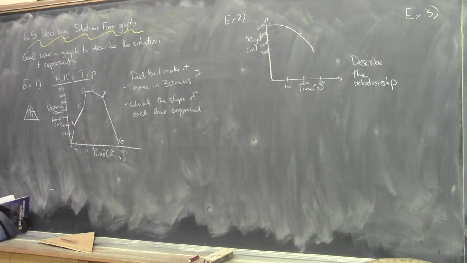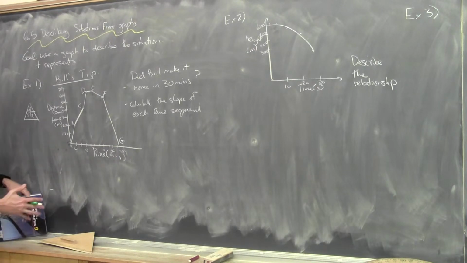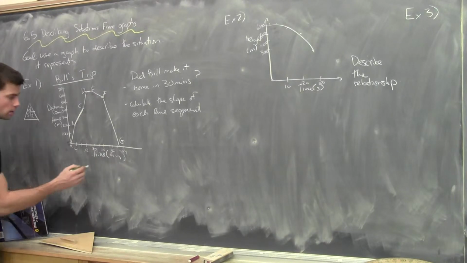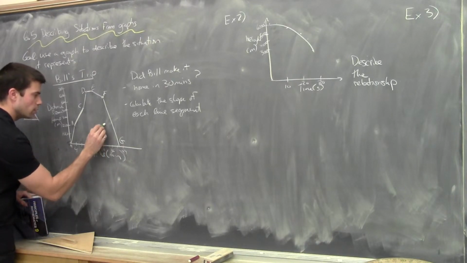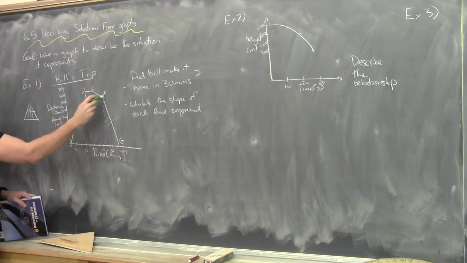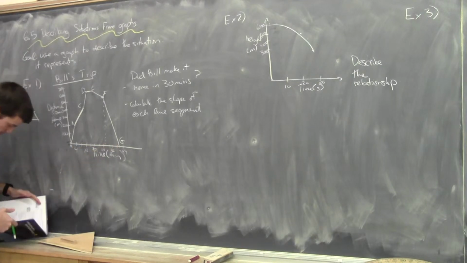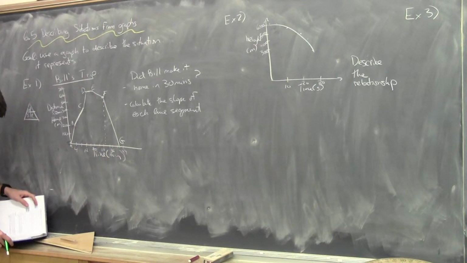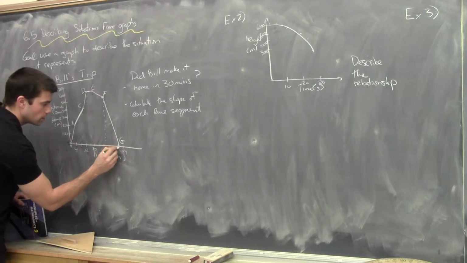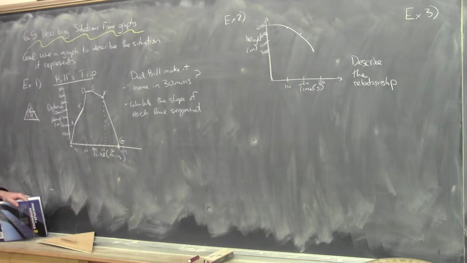All right, so did Bill make it home in 30 minutes? How would we answer that? You can tell me. Mark, did he make it home in 30 minutes? No, because he passed the 30-minute mark. Right, so 30 minutes was right around here. We can still see that he's quite a fair distance away from home. So we find out he actually made it home right around 40 minutes. So he wasn't quite home yet. Any questions about this graph?